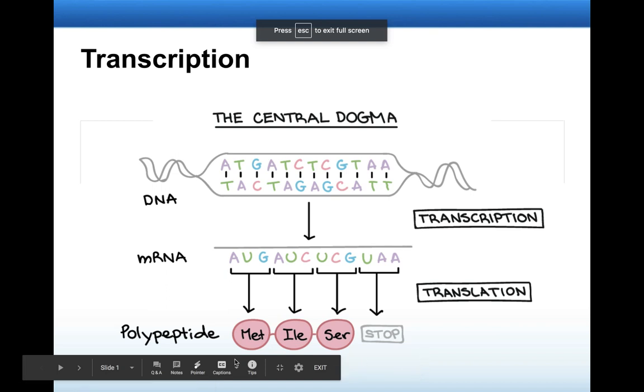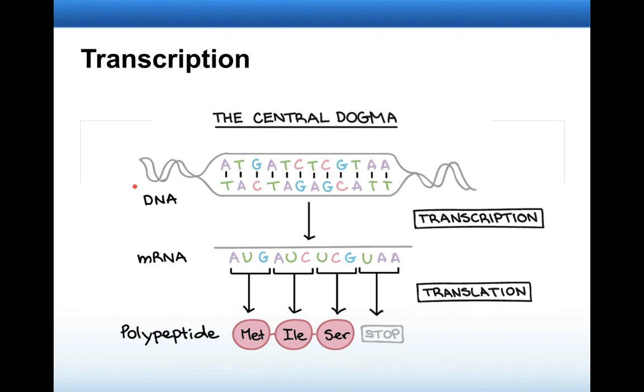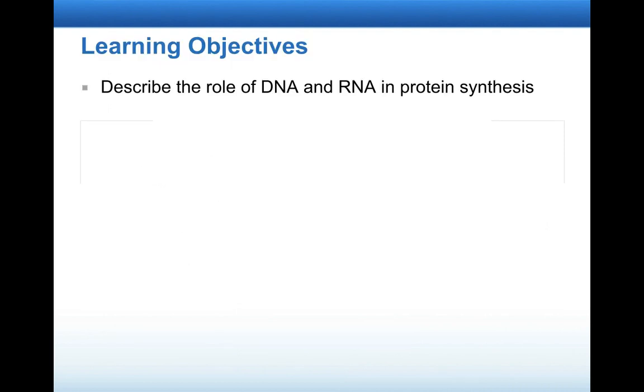Hello, biologists. I wanted to talk to you guys about the first step of protein synthesis known as transcription. Today I hope that you guys will be able to describe how DNA and RNA both play a role in the making of a protein. And I want you guys to understand how this process occurs, transcription. How do we make this molecule of RNA using what we know about the DNA?